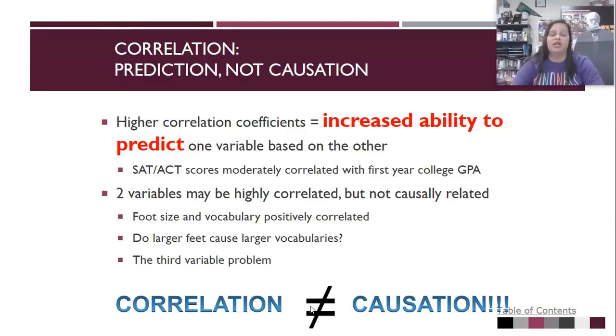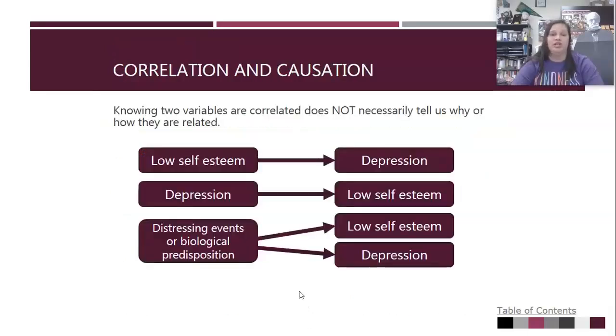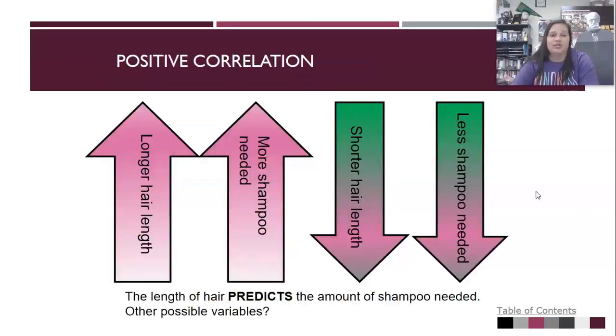Just because they correlate and can predict each other does not mean one causes the other. But the stronger the correlation, the better the chance at predicting it. There are just too many other variables that can be correlated without necessarily telling us why or how they're related. For example, low self-esteem can predict depression. Depression can also predict low self-esteem. They correlate together. But distressing events or biological predisposition can also correlate with and predict low self-esteem and depression. So we can't necessarily say that one or the other is the cause, but we can definitely say that they're involved and that they are predictors.